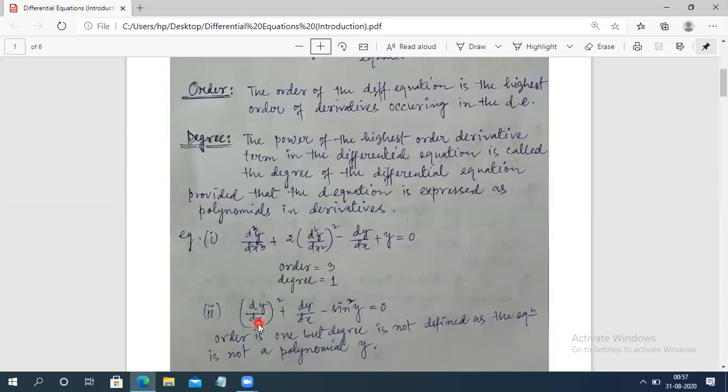But what is the degree? The degree of this differential equation is not defined because this differential equation is not a polynomial in dy/dx. To check the degree, the differential equation must be a polynomial in y or a polynomial in dy/dx. But since this is not a polynomial in the derivative, we cannot define the degree of this differential equation.